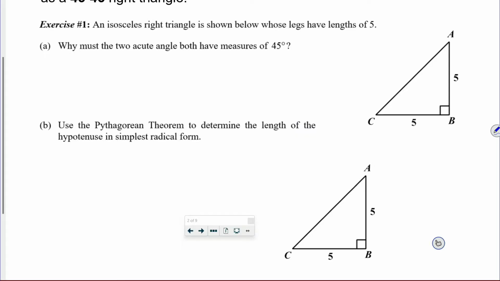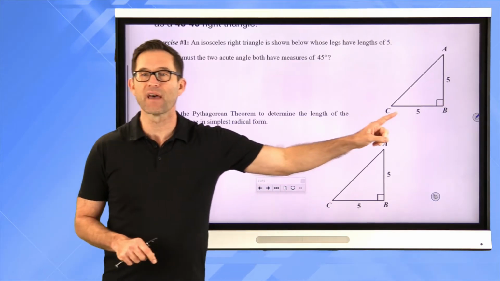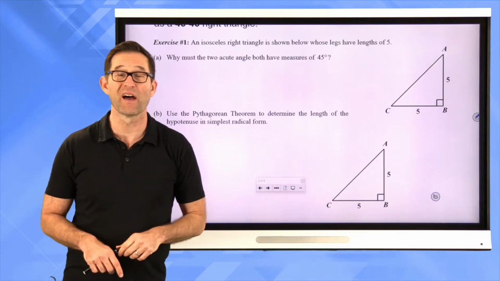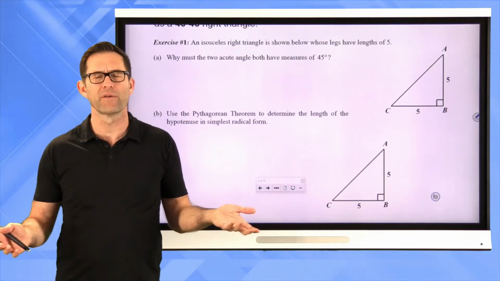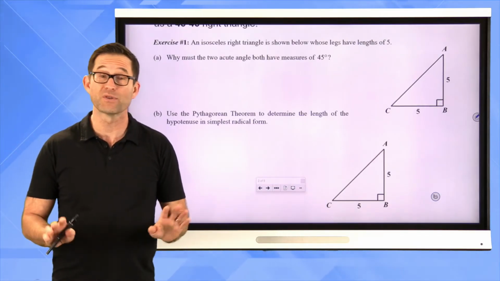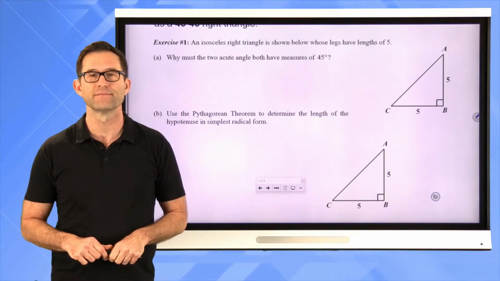An isosceles right triangle is shown below whose legs have lengths of 5. Letter A. Why must the two acute angles both have measures of 45 degrees? All right, so why is it that this angle and this angle both must measure 45 degrees? And otherwise, why do we call this a 45-45 right triangle as opposed to just an isosceles right triangle, which wouldn't be incorrect? Pause the video now and think about this for a second.